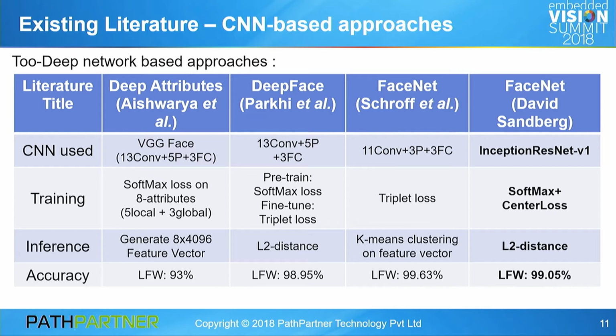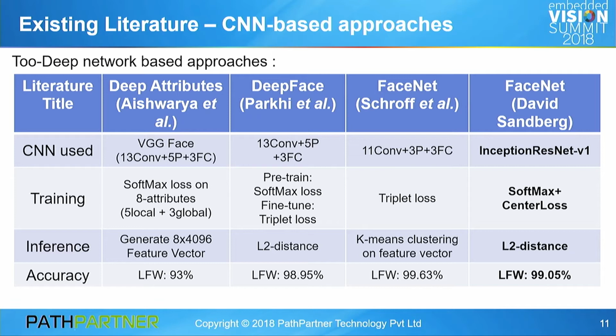Next one is DeepFace. In this literature, considering the challenge in using the triplet loss, they first pre-trained the model with softmax loss, and then fine-tuned the model with triplet loss. With this, the accuracy stands at 98.95%.